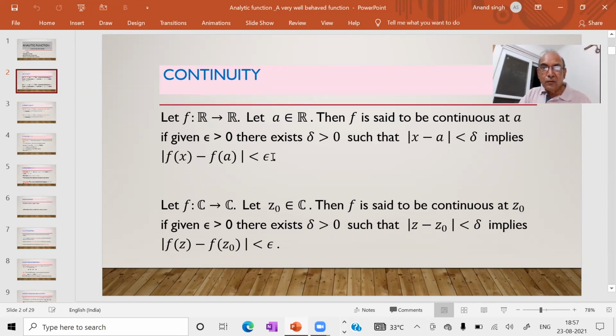So if you observe these two sentences, they're almost in fact the same, except that R has been replaced by C. The point A I have replaced by Z0. X and A are replaced by Z and Z0. And that's it. Everything is the same. So from a student's point of view, it's very simple to remember it. When this was done, they remembered this result, replaced it, and that's it.